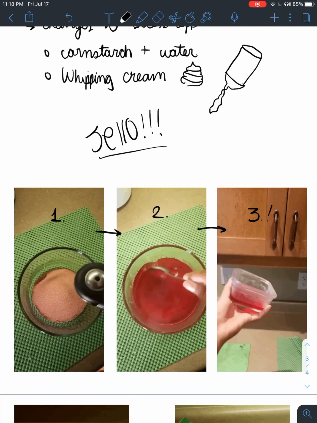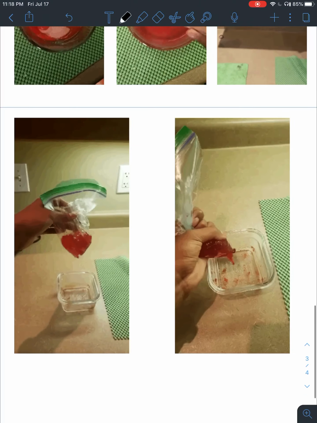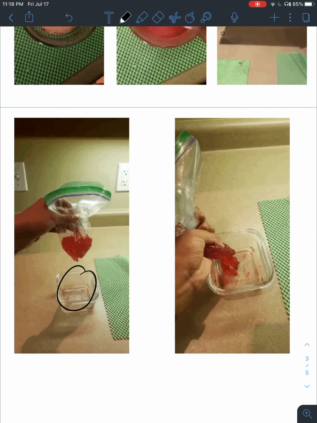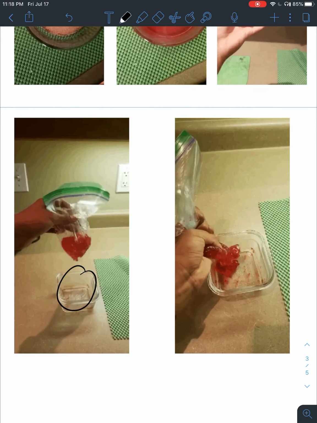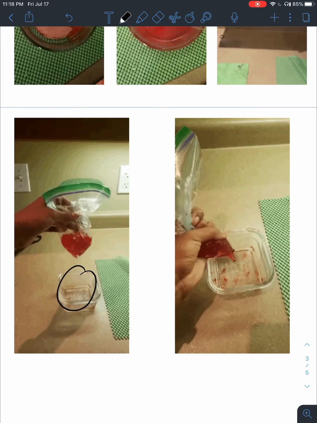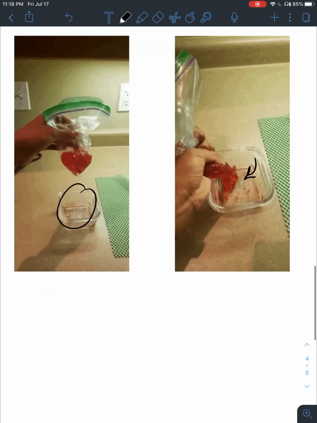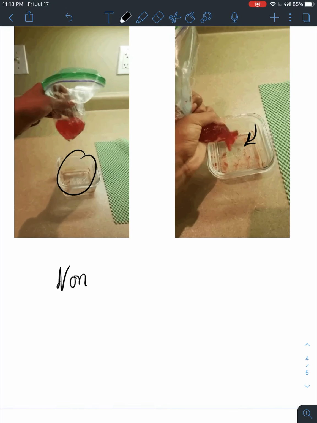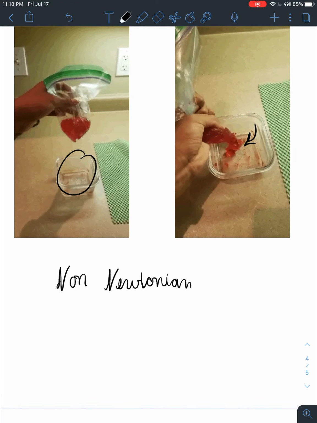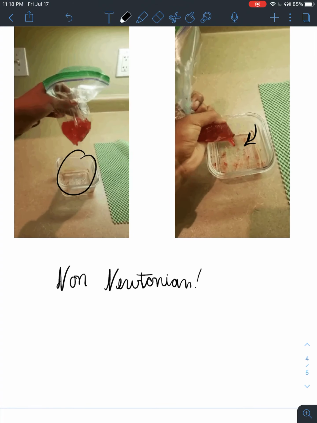Then, to check its flow properties with applied pressure, I put it in a Ziploc bag. And when we first have it on its own, it doesn't fall. As we can see here, there's nothing in my Tupperware. But once I applied pressure with my hand, the Jello flowed through the bag, showing more liquid-like properties, as we can see here. So this confirmed that Jello is indeed non-Newtonian, as it shows different properties depending on the stress applied.